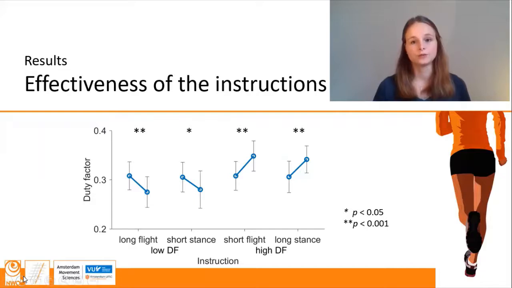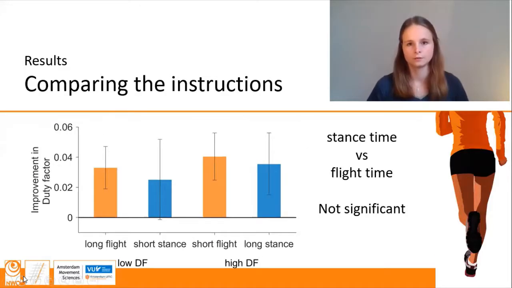We calculated the average duty factor for all baseline and performance trials and used paired sample t-tests to compare them for each instruction, and found that the change in duty factor was significant for all instructions. But is one instruction better than the others?